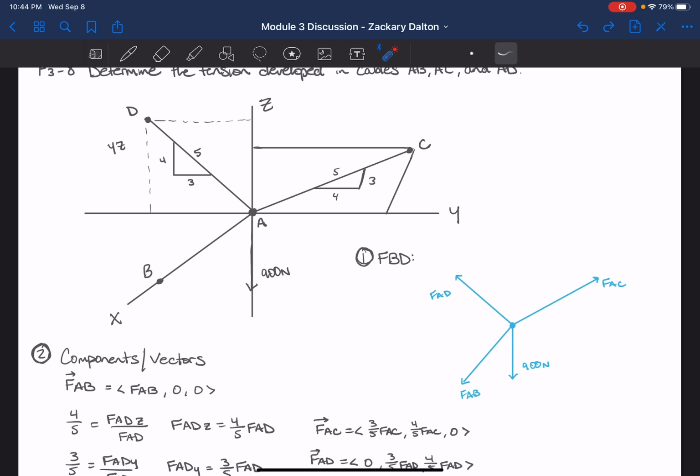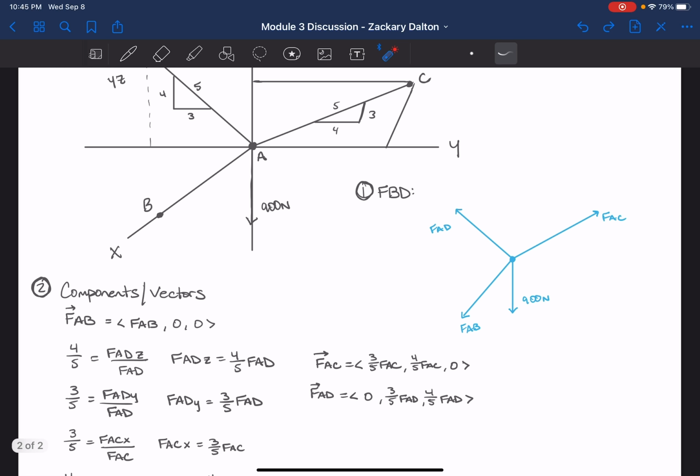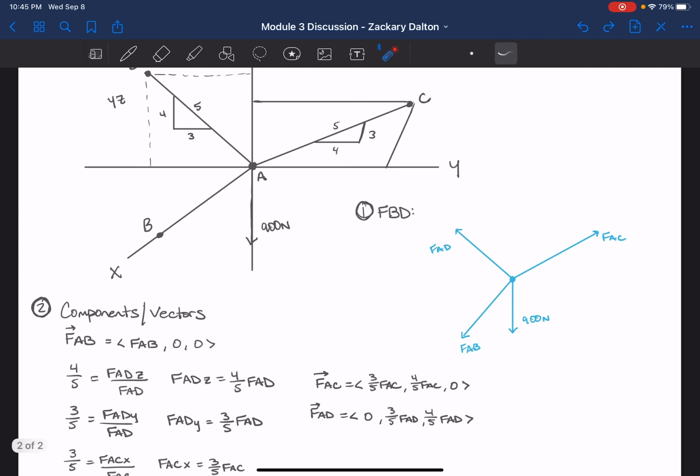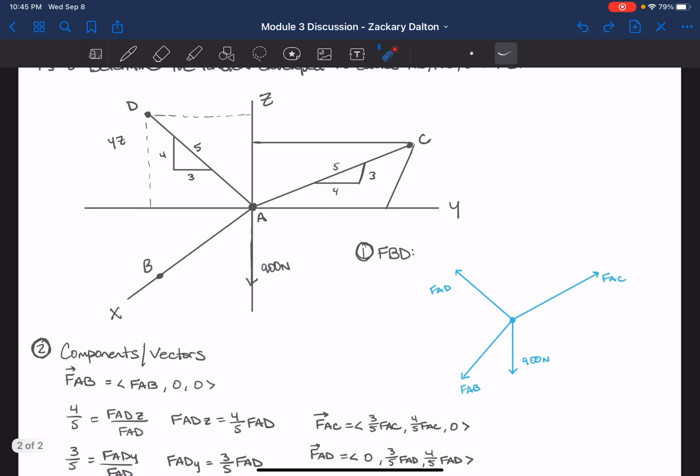Once you figure out how to draw the free body diagram and visualize what is really going on, you can then move on to the second step, which is finding all of your components. One of the easiest ones you can really do when we look at the picture is just FAB, because it's only in the X direction. It doesn't have a Y or a Z component at all, so you basically have the vector already. Now we can move on to FAD and then FAC.